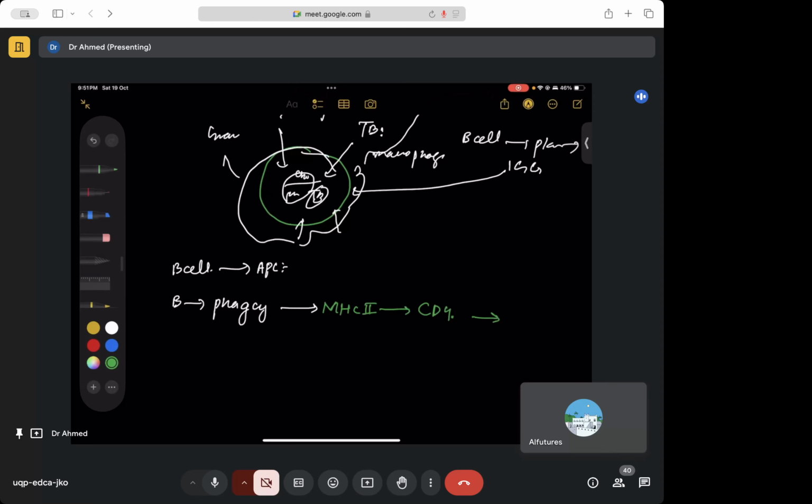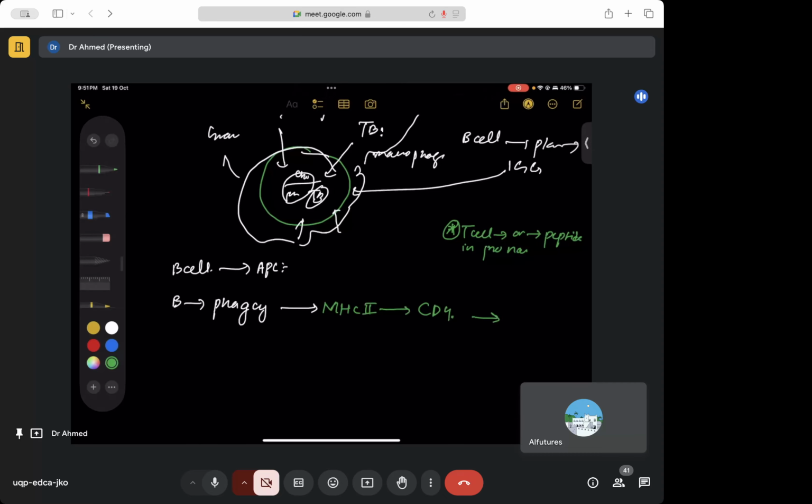Very high yield concept, very high yield. Okay. So your T cells can only recognize those organisms or pathogens which are peptide or proteinaceous in nature, right? Remember that, okay? We will be discussing the concept in vaccination, okay?